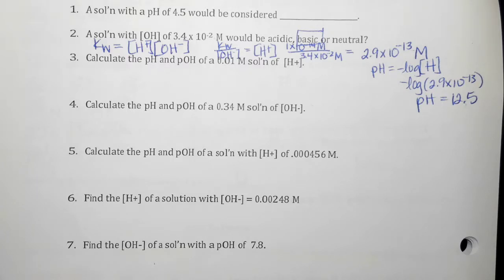All right. It wants pH and it wants pOH. The equation for pH equals negative log of H plus. Do I have enough information to solve that? Yeah, okay, so let's do it. pH equals negative log of 0.01 molar. Pretty sure that that's a 2.